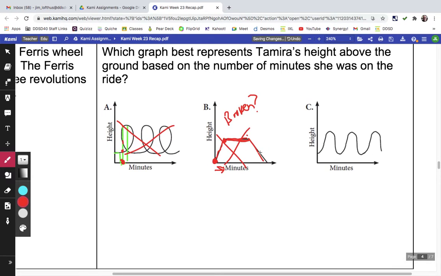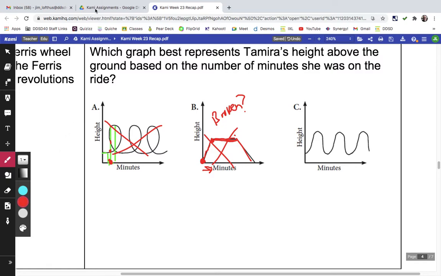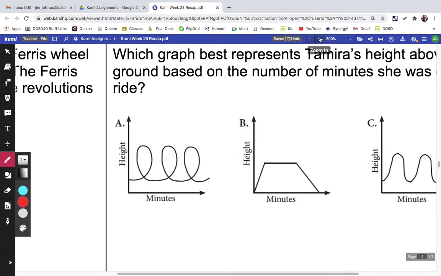And then finally this one, as we're going to zoom way in here.